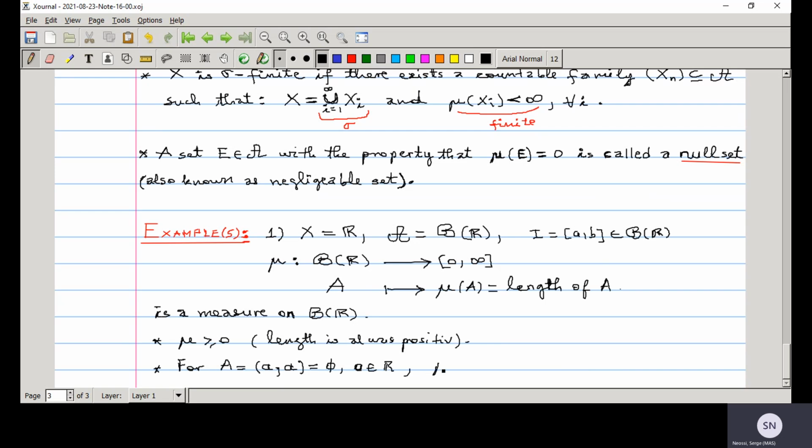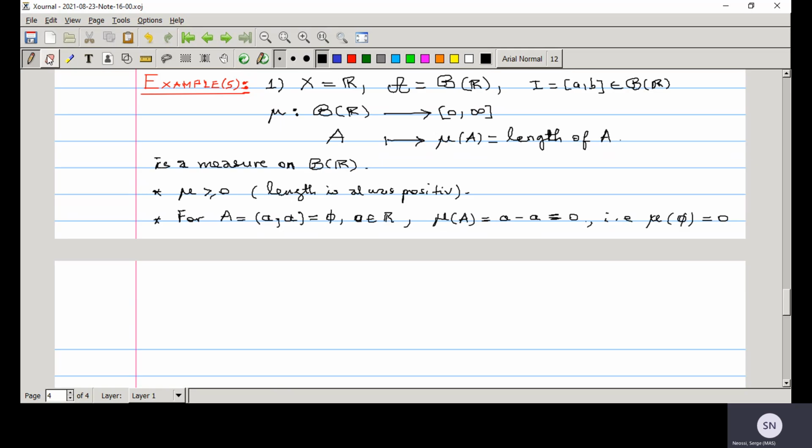And we can see that mu of that, which is the measure of that, will be B minus A, right? So I take this point minus that point. B equal to A is A minus A, it gives you 0. That is, mu of the empty set is 0 when we use length of interval. That's what we get. So it is compatible or consistent.